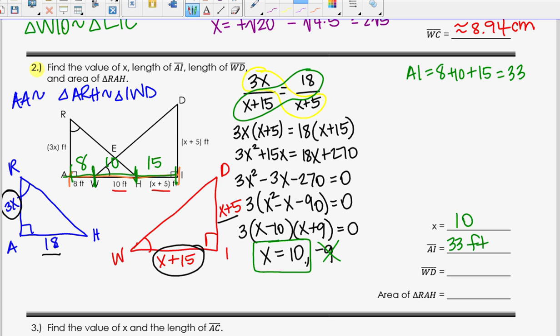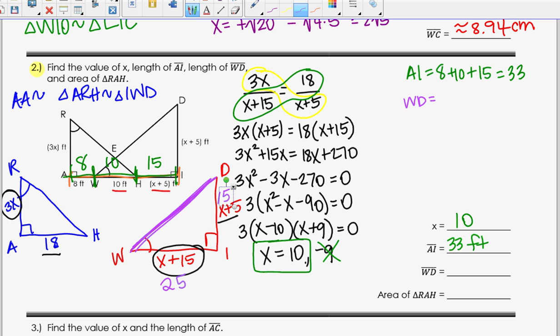The next thing we're asked to find is WD. WD is this right here. Now I don't have a pair, so we can't set up a proportion because I don't have a pair to compare it to. However, if you look at just this triangle, and this is one of the reasons I separated it out, it's a right triangle. So to find the sides of a right triangle, we can use the Pythagorean theorem. We know what x is, so this side is now 25 because 10 plus 15 is 25, and this side right here is going to end up being 15 when we substitute in our 10 for x.